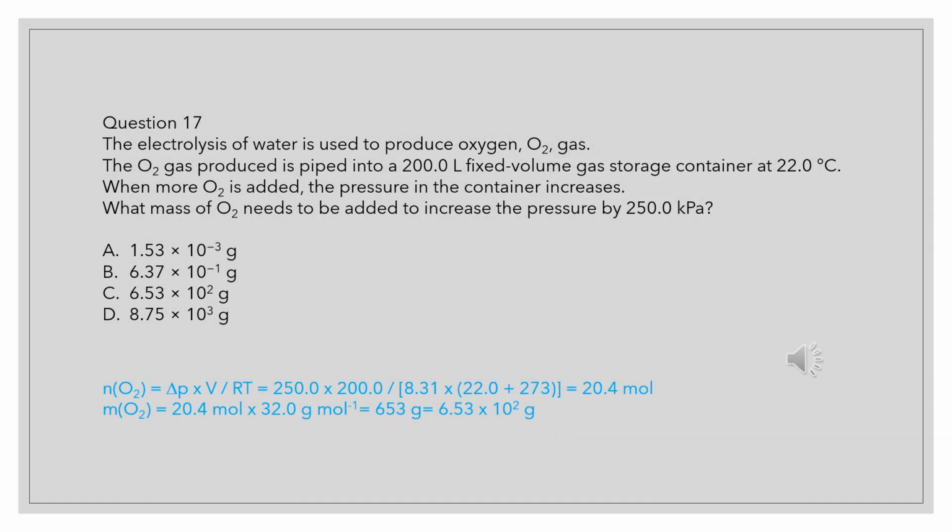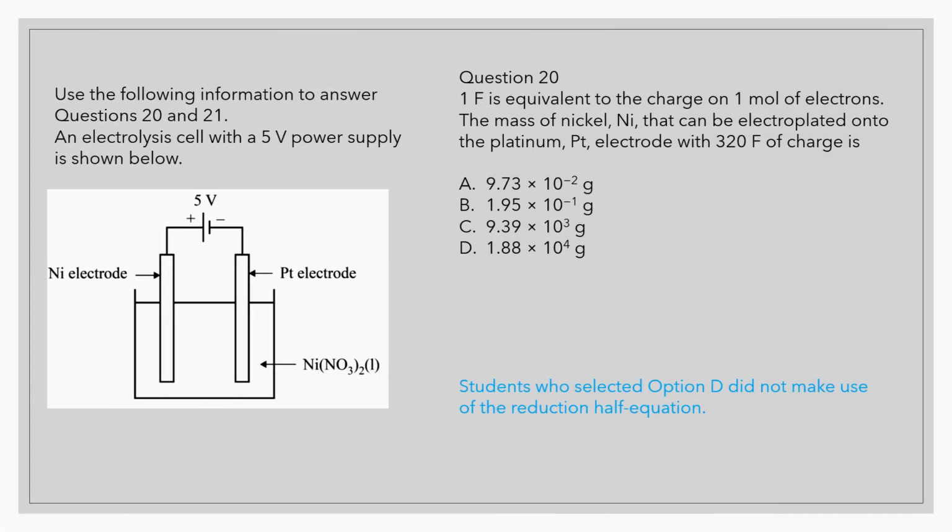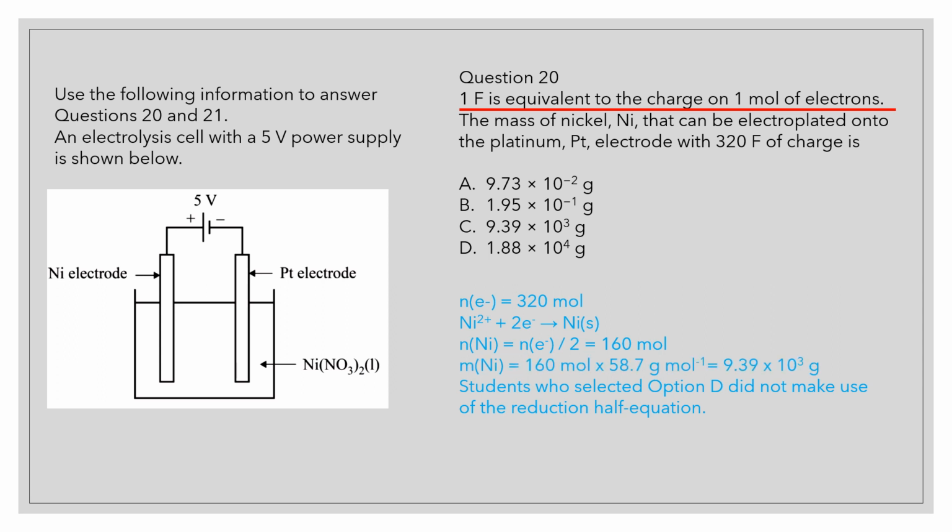Oxygen is added to a container, and the pressure of this container is increased. Using the universal equation of ideal gas, we calculate the mass of oxygen step by step. The answer is C. 1 F is equivalent to 1 mole of electrons. So, 320 F is equivalent to 320 mole electrons. Since 1 Ni2+ ion gains 2 electrons to produce 1 nickel metal, there are 160 mole of nickel metal. So, the mass of nickel is C.